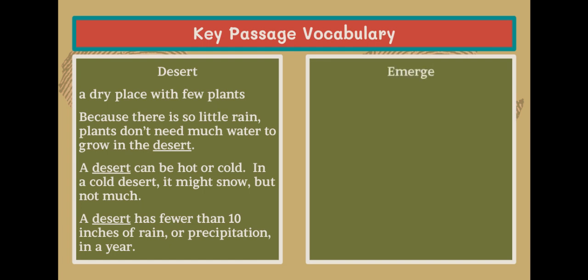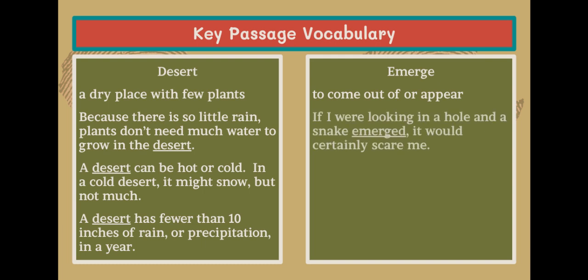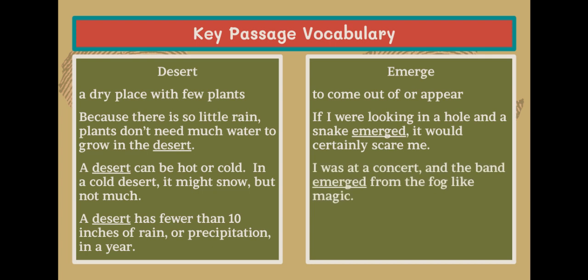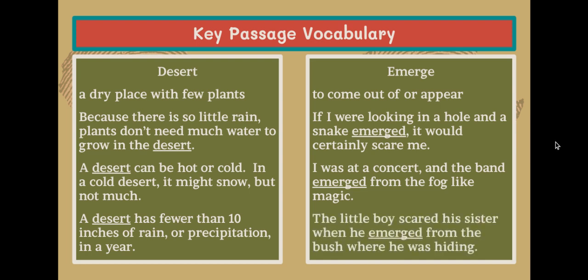Let's read the next word together. Emerge. Emerge means to come out of or appear. If I were looking in a hole and a snake emerged, it would certainly scare me. I was at a concert and the band emerged from the fog like magic. The little boy scared his sister when he emerged from the bush where he was hiding.